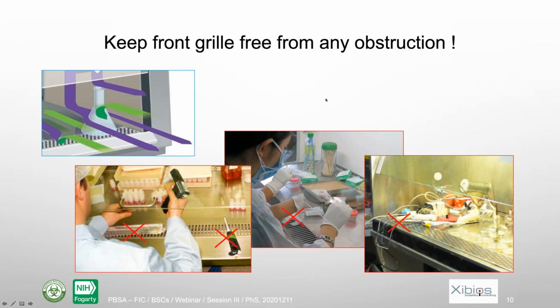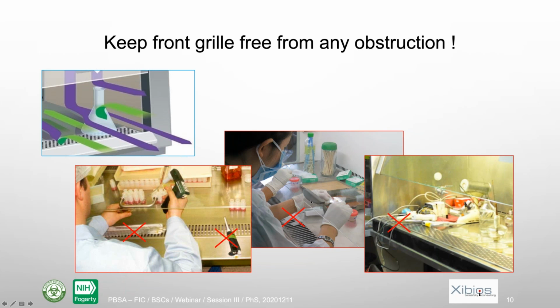So at the bottom, 3 pictures showing some bad practices with respect to keeping the front grill free. In this case, this is pretty bad. You see that they have some aluminum paper with pipettes. It's right in the front of the operator. That means that the air that goes from his work there will not be sucked there. It will go right under his nose. That person will be exposed.